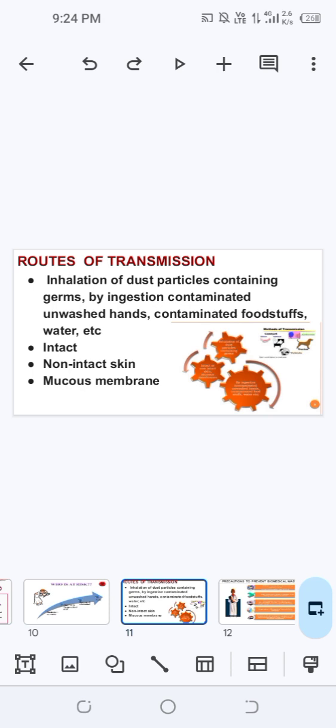So the different routes of transmission, you all know there are two different routes of transmission: direct mode of transmission, like from the airway, from the droplet, from the intake skin, the disease can be transmitted. If proper hand washing is not done, if the contaminated items are touched without any precautions, then a person can get infection.